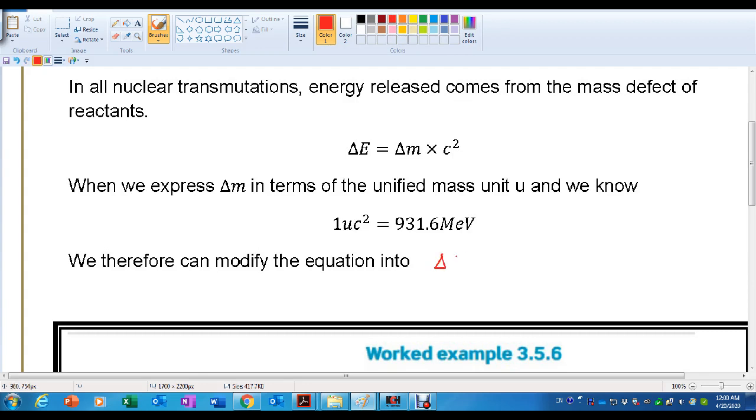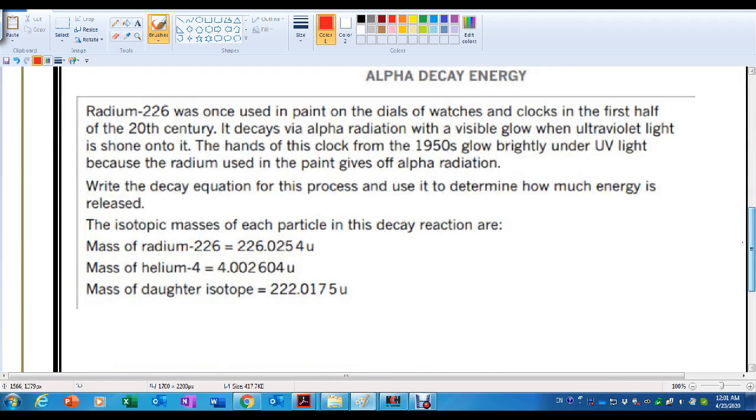Okay, delta E equals delta M times this one. Okay, so just simple, same idea. So that's delta M. You use units u. Okay, then after you change that into u, you just replace that u with 931.6 MeV. You get the answer, right?